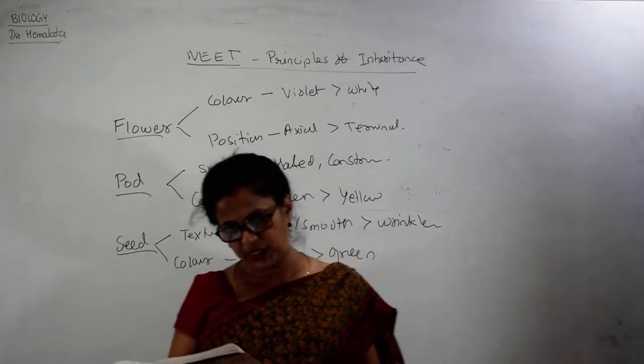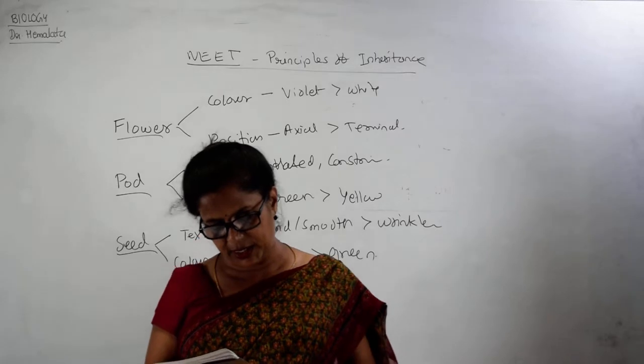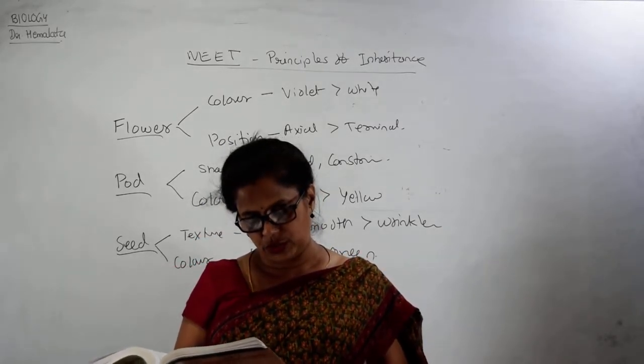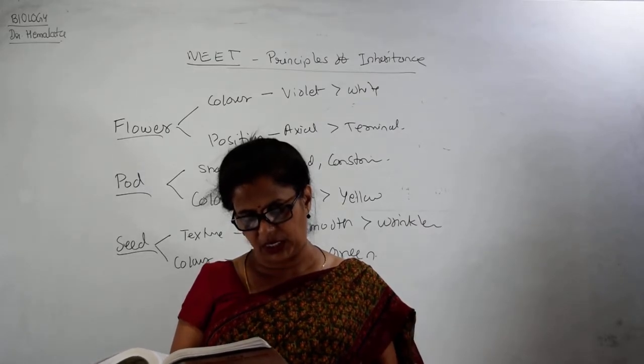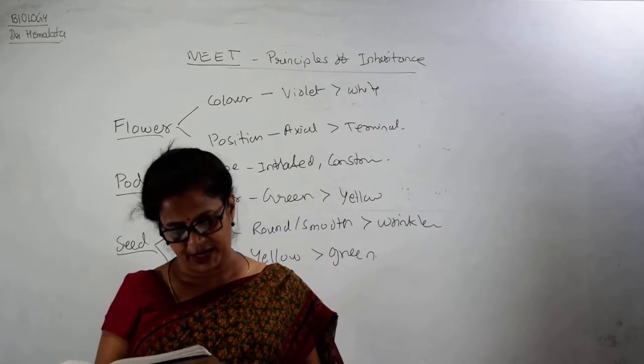Next, the 15th question is to match the following. John Gregor Mendel, what did he do? He gave the laws of inheritance. So A goes to 2. Sutton and Boveri gave the chromosomal theory of inheritance.